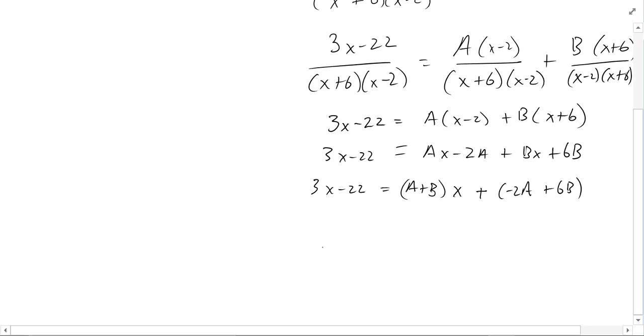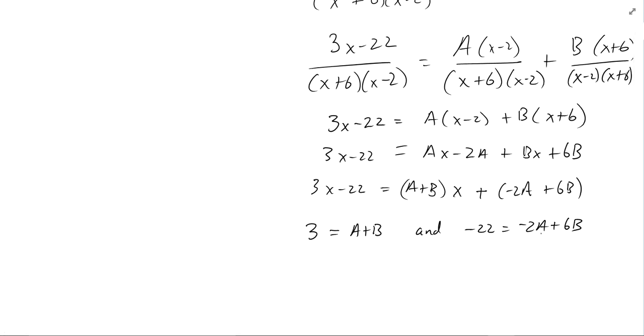If those two polynomials are going to be equal, that means the coefficient of x has to be the same in both, and the constant piece has to be the same in both. So 3 has to equal a plus b, and negative 22 has to equal negative 2a plus 6b. That's a system of equations we can solve to find what a and b are. This is actually a little bit long way to do this. There's a quicker shortcut, but this is the way that makes sense to me, so we're going to start with that, and then we'll come back with another example and do a faster method.